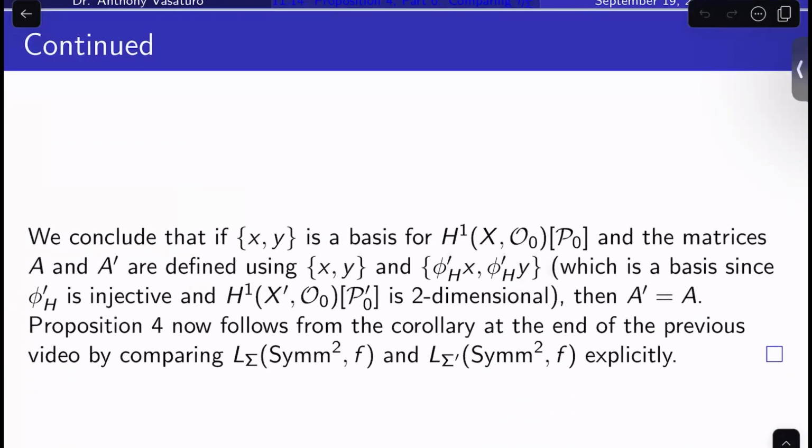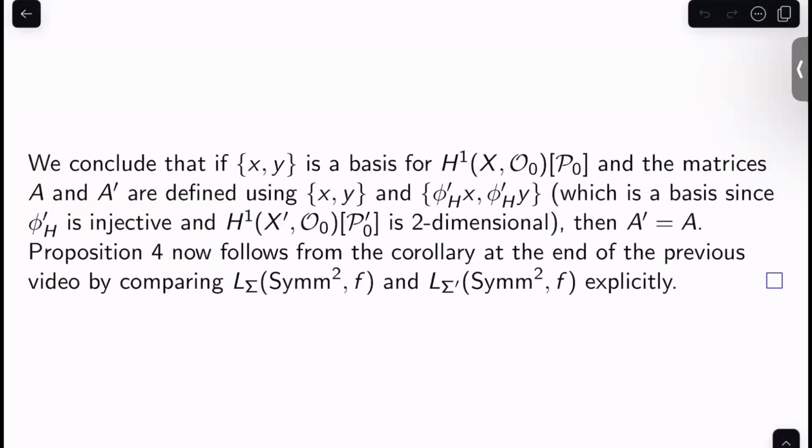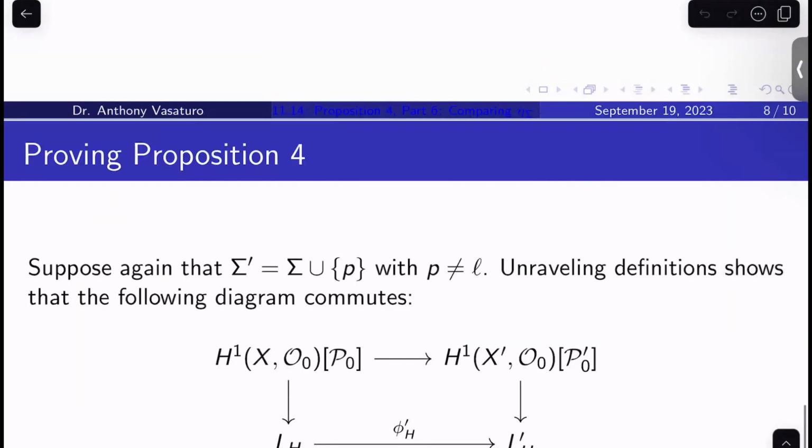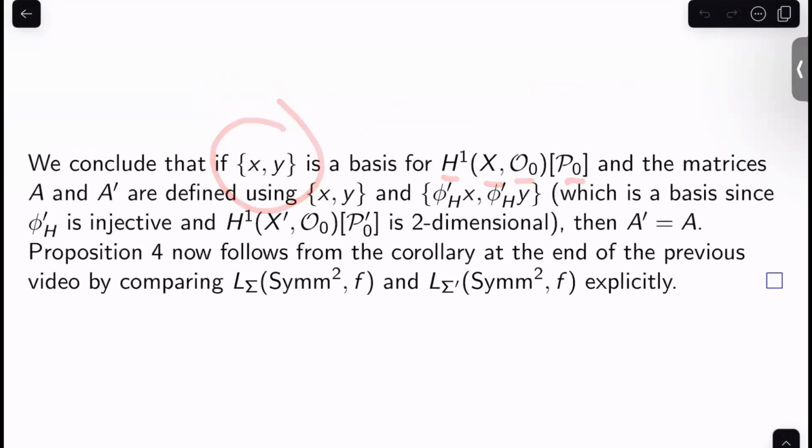All right. Now, the commutativity of this diagram allows me to conclude that if x, y is a basis for h1 x o naught p naught, so that is that upper left corner here, and the matrices A and A prime are defined using x, y and phi prime sub h x, phi prime sub h y, respectively. And by the way, this is a basis because by Lemma Ihara, phi prime sub h is injective, and h1 x prime o naught p prime naught is two-dimensional. The commutativity of the diagram, if you just read it the right way and unwind definitions, really just tells you that A prime is nothing but A, if you choose A and A prime relative to these bases.